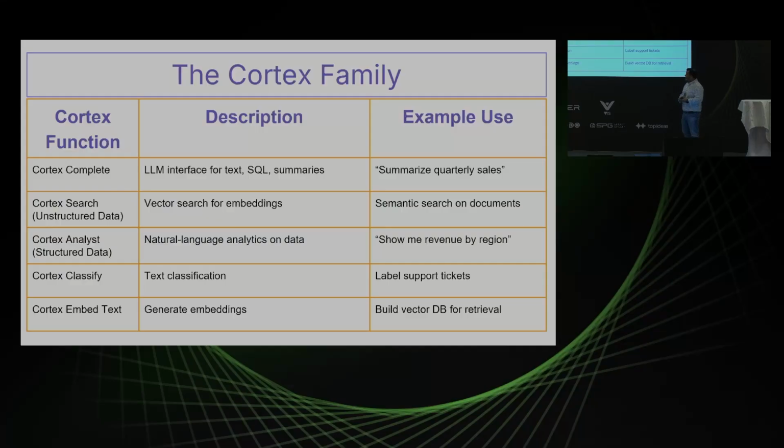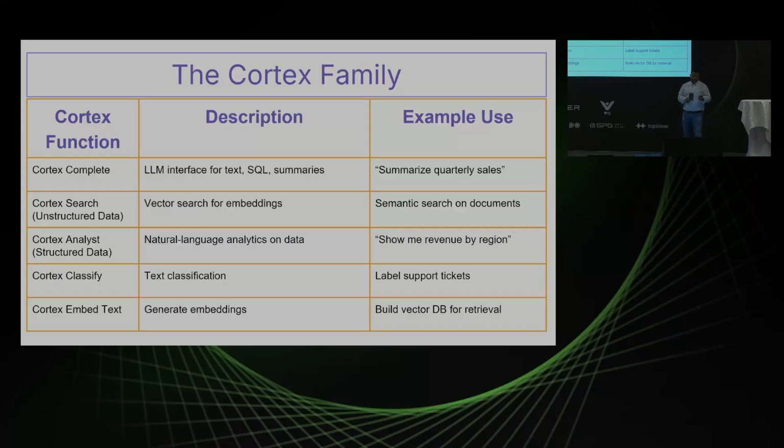Coming to the Cortex family, that's what I call it. It has lots of things, so that's why a family does not consist of just one Cortex. There is Cortex Complete, which works with an LLM interface for text-to-SQL or summaries. For example, in a normal SQL statement, you can select and say Cortex Complete, summarize the quarterly sales, and you target your table, and it will do the job for you. You have Cortex Search, which works with unstructured data sets, using vector search for embeddings, and it is a semantic search on documents, PDFs, like that.